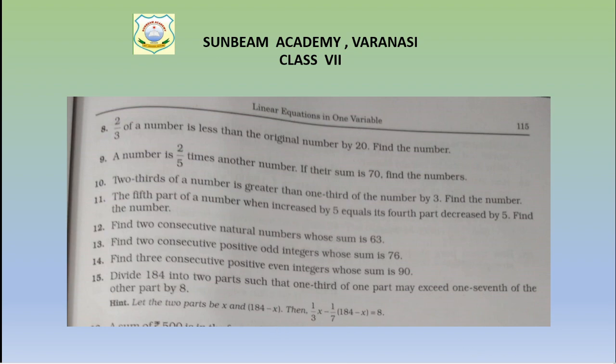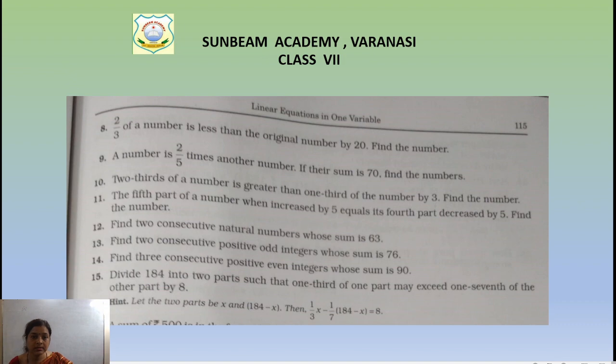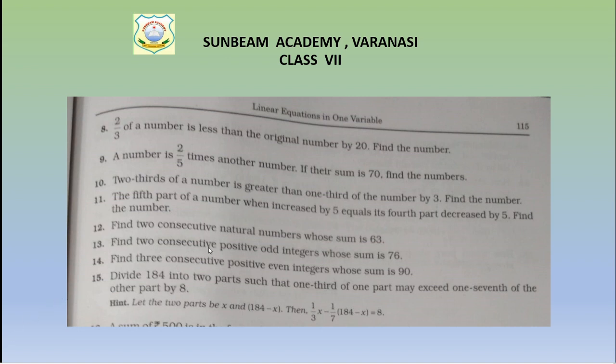Now children, if you can see, the next question is question number 13. Find two consecutive positive odd numbers whose sum is 76. So what will we do? We will write the given numbers first. Is it given? Are those odd numbers given to us? No. So how will we find them, children?